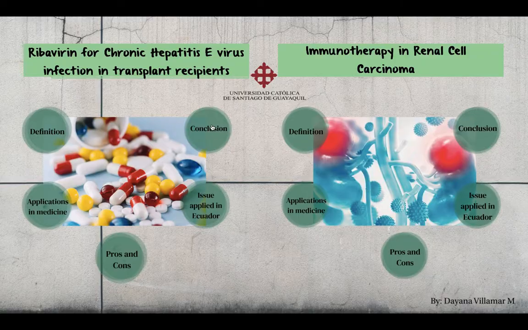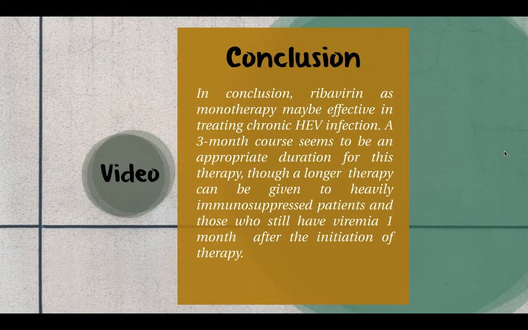And conclusion. In conclusion, ribavirin monotherapy may be effective in treating chronic HEV infections. A 3-month course seems to be an appropriate duration for this therapy. Such a therapy can be given to heavily immunosuppressed patients and those who still have viremia a month after the initiation of therapy.